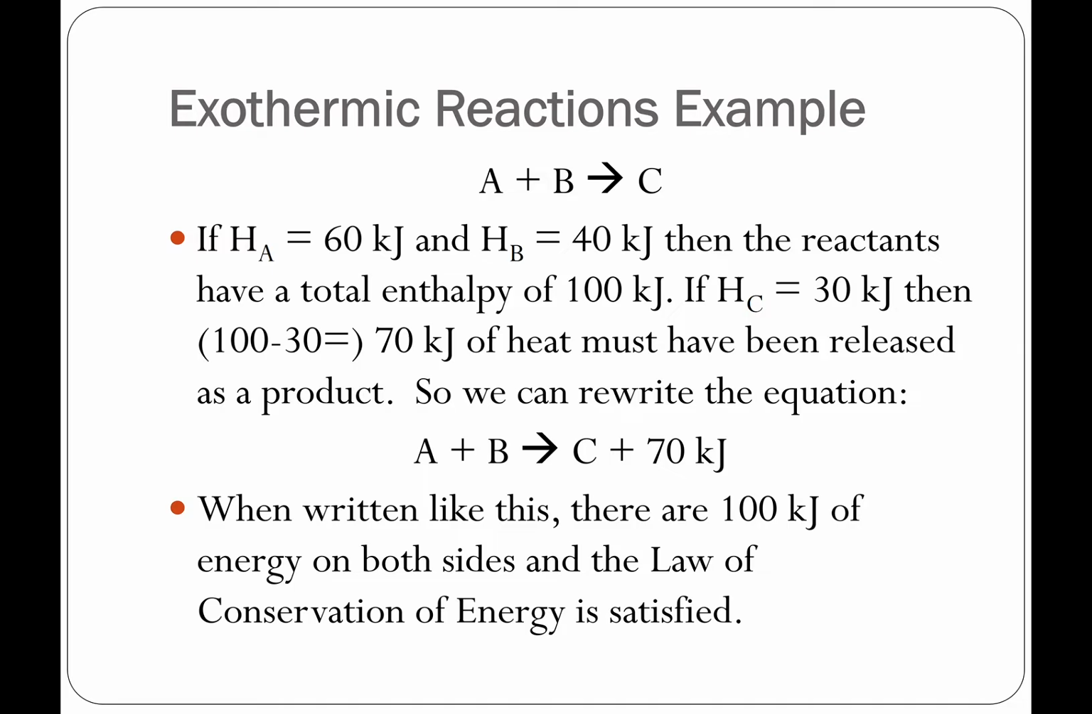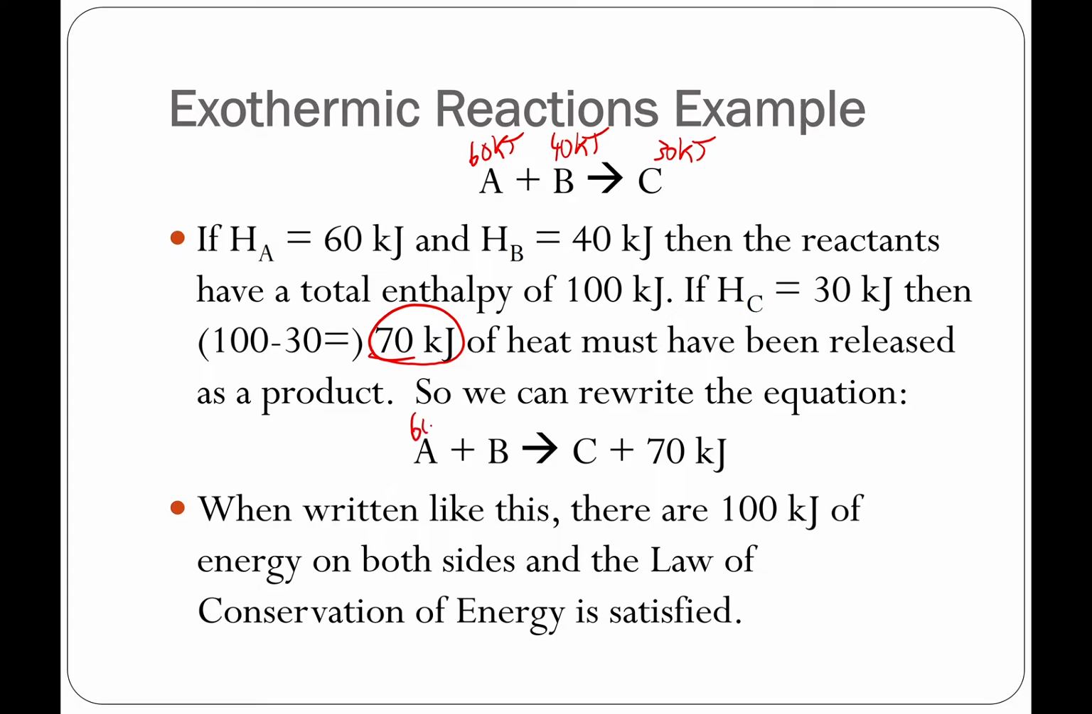Again, we'll look at the same synthesis reaction between A and B yielding C. The heat of A having 60 kilojoules. Heat of B having 40 kilojoules. Reactants have a total enthalpy of 100 kilojoules. If we have 30 kilojoules tied up in the bonds of C, then the difference there is 70 kilojoules, and that must be given off after the reaction, and must be written as a product. So this shows that we have 70 kilojoules being released during the reaction of A and B to yield C.